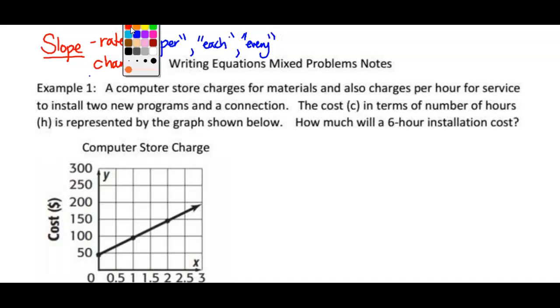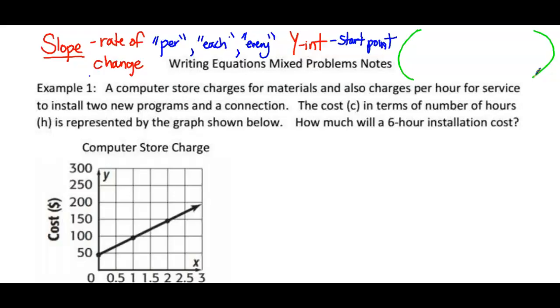You also might have a word problem where you're given a y-intercept. Remember that y-intercepts are always starting points. So if you're given a start fee, an initial fee, anything where you're starting is a y-intercept. And the last thing we talked about is how to know when you have ordered pairs. And ordered pairs are x and y values.